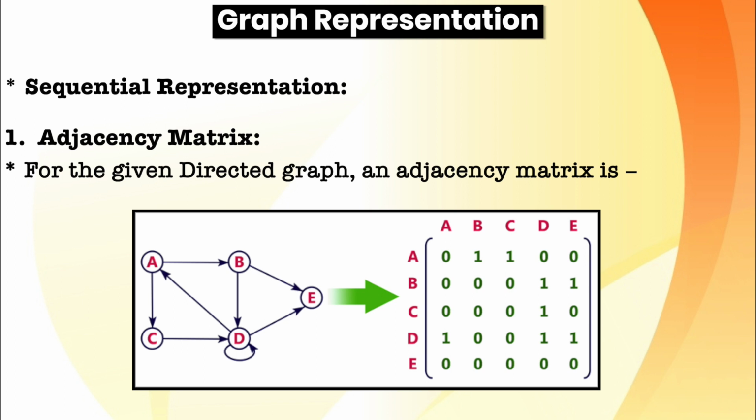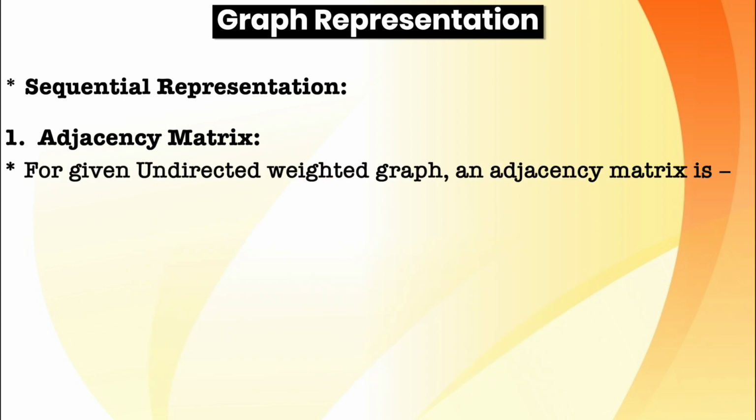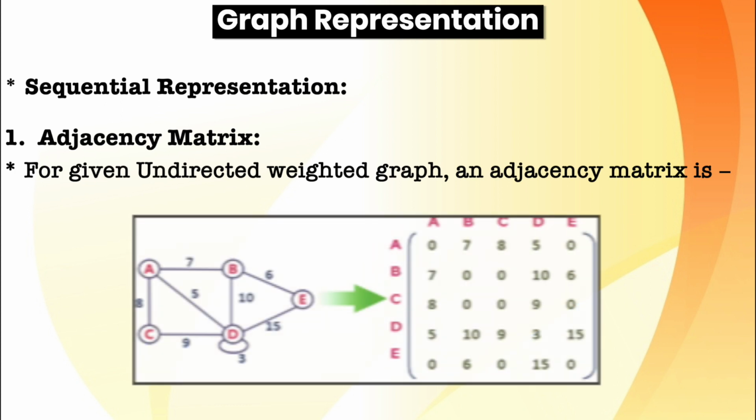For the given undirected weighted graph, where every edge is given a particular weight value, the adjacency matrix will consist of the weights if there is an edge between the nodes. For example, the edge from A to B has the weight 7, so 7 will be stored in the corresponding position of the matrix.